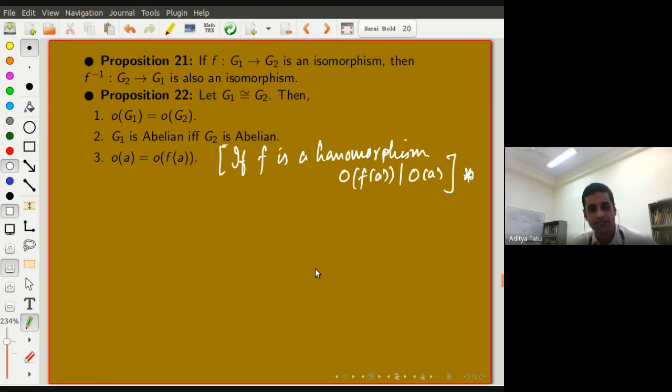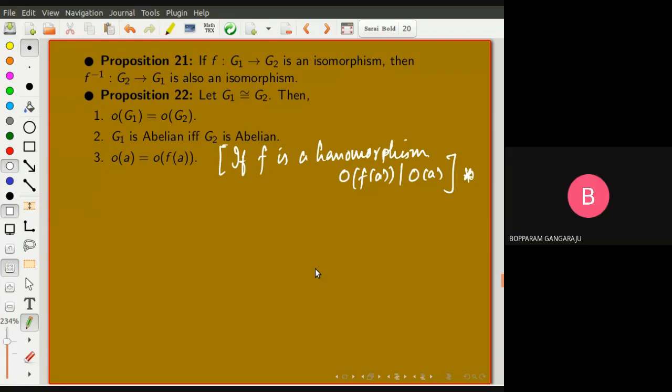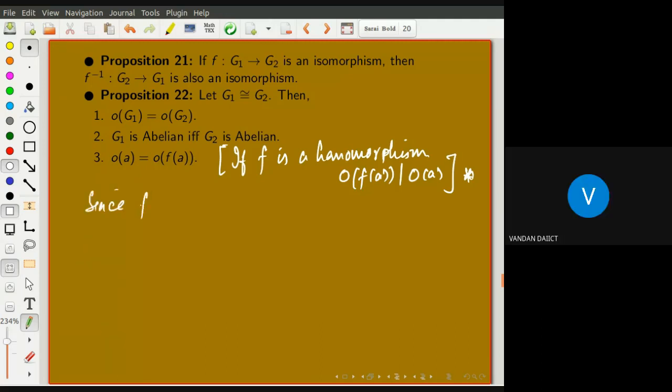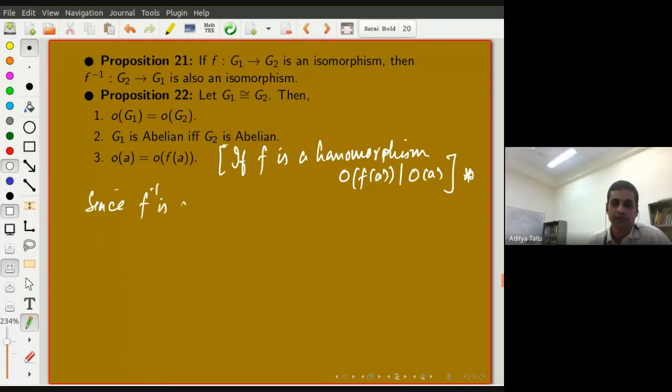Okay, I'll give you a quick hint. Use proposition 21. Exactly, the order of a will also divide the order of f of a. F is a homomorphism, so the order of f of a divides the order of a. And f inverse is also a homomorphism. So the order of a also has to divide the order of f of a. And when can that happen? Both are equal. Exactly. Write this down.